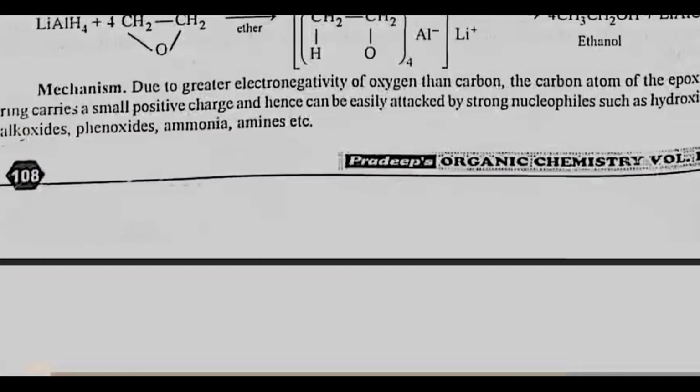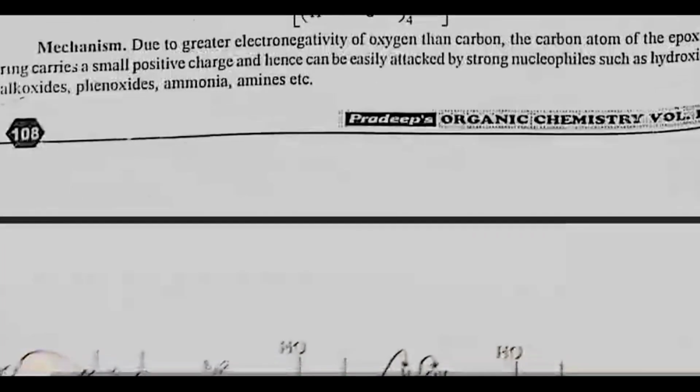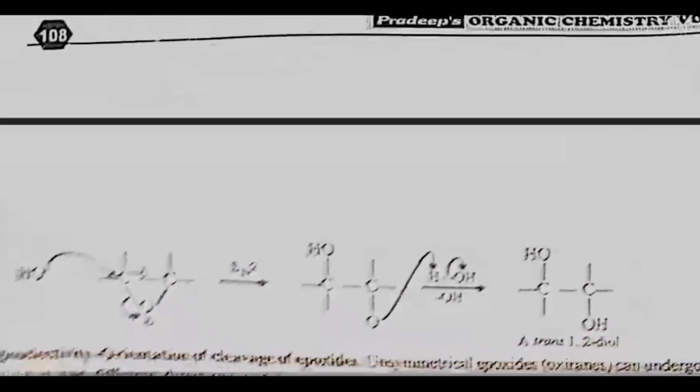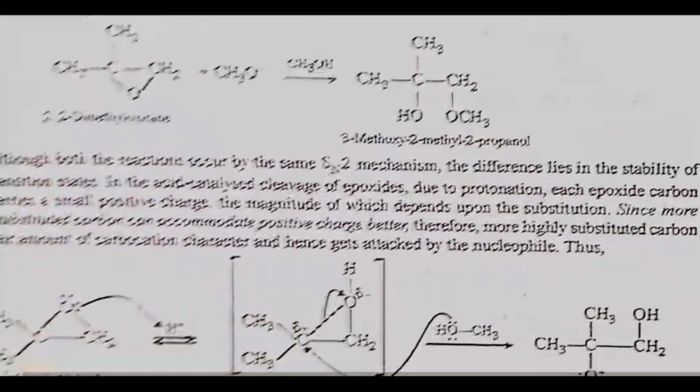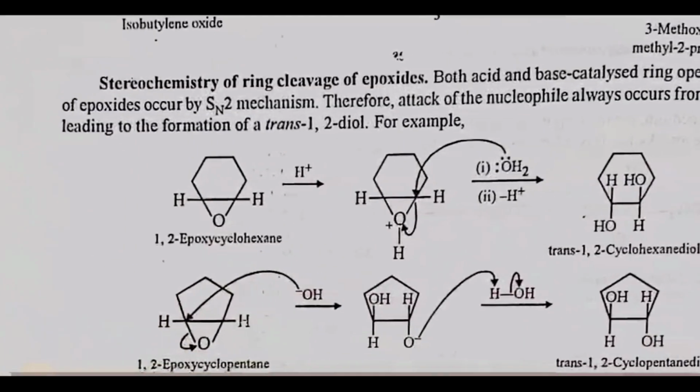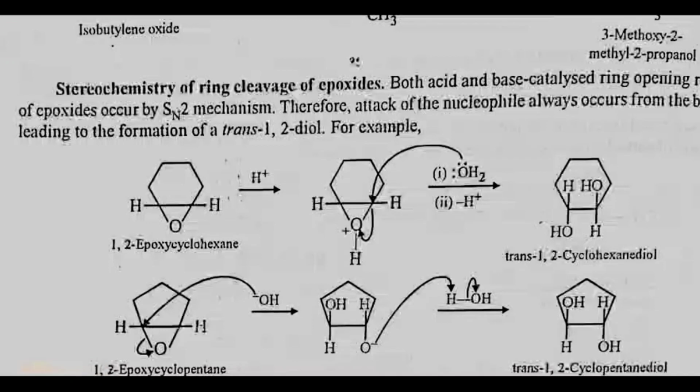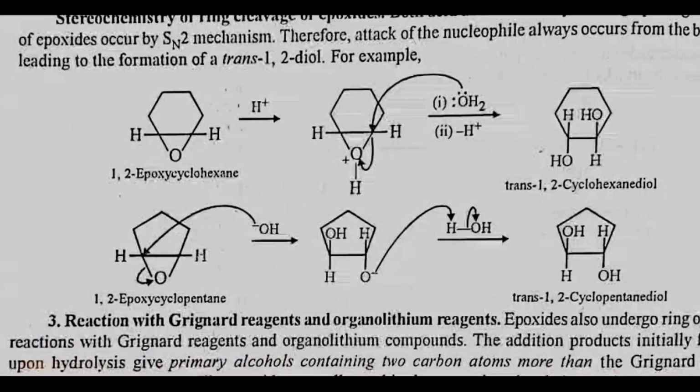Mechanism: due to the greater electronegativity of oxygen than carbon, the carbon atom of the epoxide ring carries a small positive charge and hence can be easily attacked by strong nucleophiles such as hydroxide, alkoxides, phenoxides, ammonia, amines, etc. Stereochemistry of ring cleavage of epoxides. Both acid and base catalyzed ring opening reactions of epoxides occur by the SN2 mechanism. Therefore, attack of the nucleophile always occurs from the backside, leading to the formation of a trans 1,2-diol.